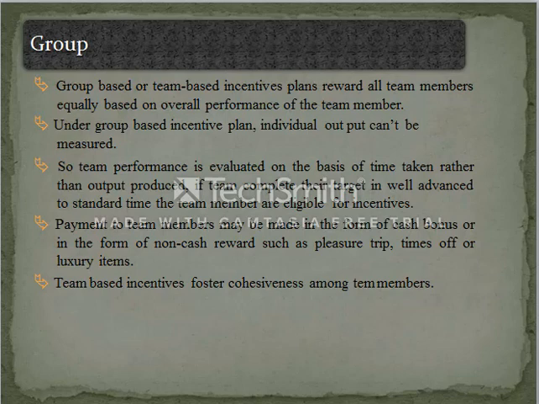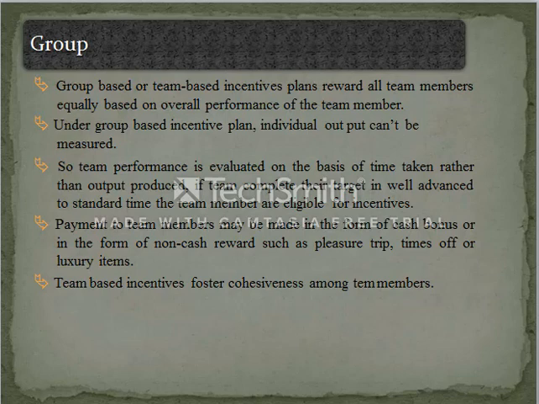When we were discussing the individual plan, there were two methods. The first one was individual, the second one was output. In case of a group, we cannot measure the performance on the basis of output. We generally measure the performance of a group on the basis of time. If the team completes their target well in advance of standard time, the team members are eligible for the incentives.